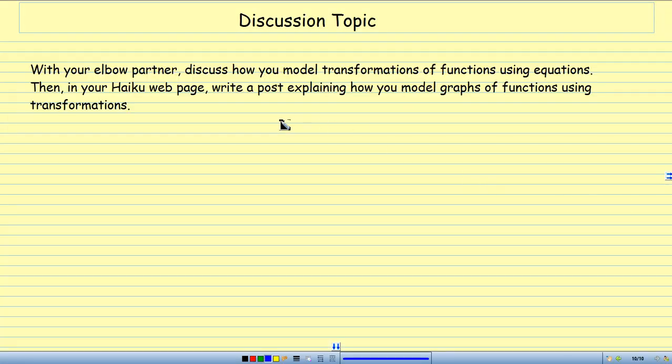So what you're going to do with your discussion topic is with your OBA partner, you're going to discuss how you model transformations of functions using equations. And then in your Haiku webpage, you're going to write a post explaining how you model the graphs of functions using the transformation. So it's in there.